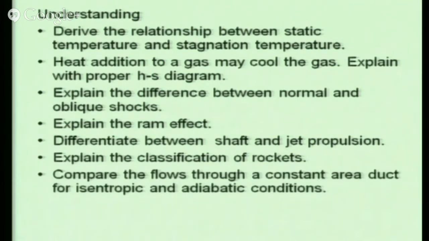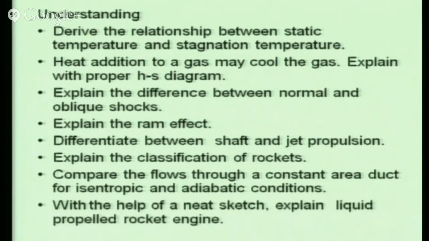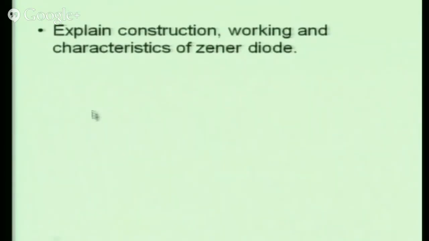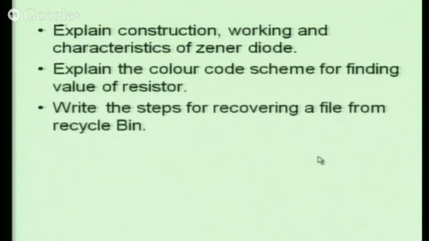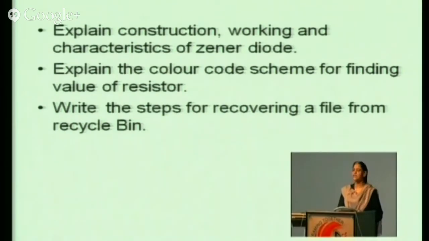Here you can see, compare the flows through a constant area duct for isentropic and adiabatic conditions. Again, this is understanding. With the help of a neat sketch, explain liquid propelled rocket engine. Again, this is a question at the understanding level. Now let's see, explain construction, working, characteristics of Zener diode. Again understanding. Write the steps for recovering a file from the recycle bin. Again, because these are standard steps, he is not going to solve any problem, but he is remembering the steps and writing the steps.